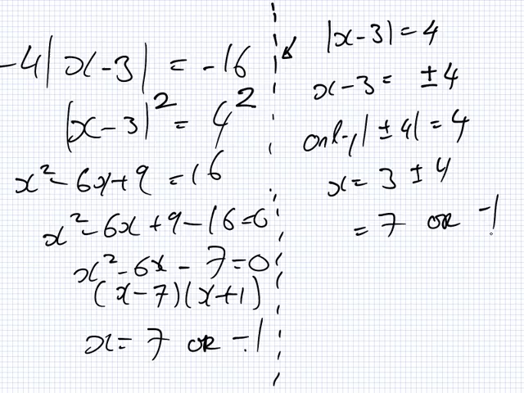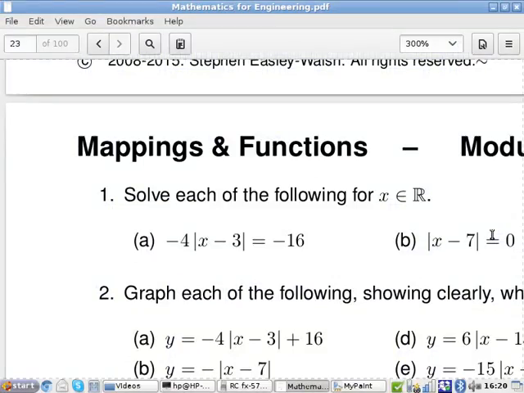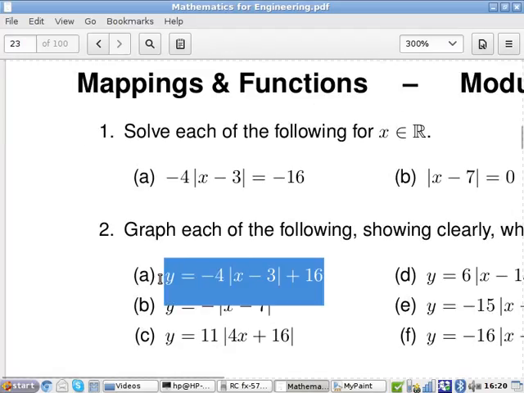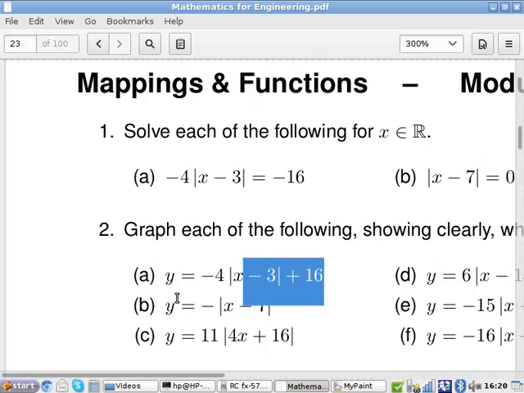Okay, can we go to the next one here? So next, let's look at how we can make a graph here. Can you write this one down? This one? 2a.